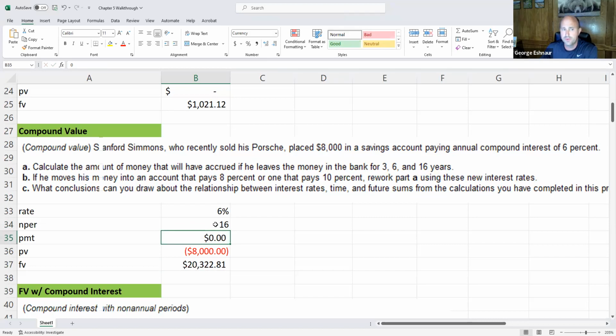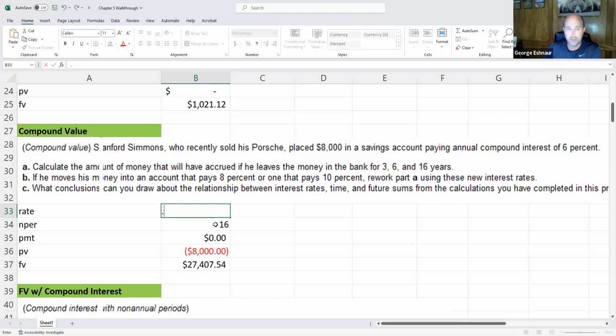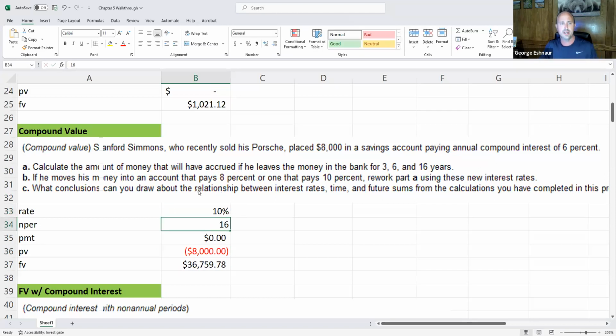Now it says for part B, if he moves his money into an account that pays 8% interest, or one that pays 10% interest, rework part A using these new interest rates. Okay, well, this is going to be a longer question because we have to do it 3 times for each one of those. So again, we go 0.08, 3. Okay, so again, we see it go up to 10,000, 6, 12,000, 16, 27,000. And then you go and you just replicate it for the 10%. So you have to do it several different times and then draw some conclusions with that.